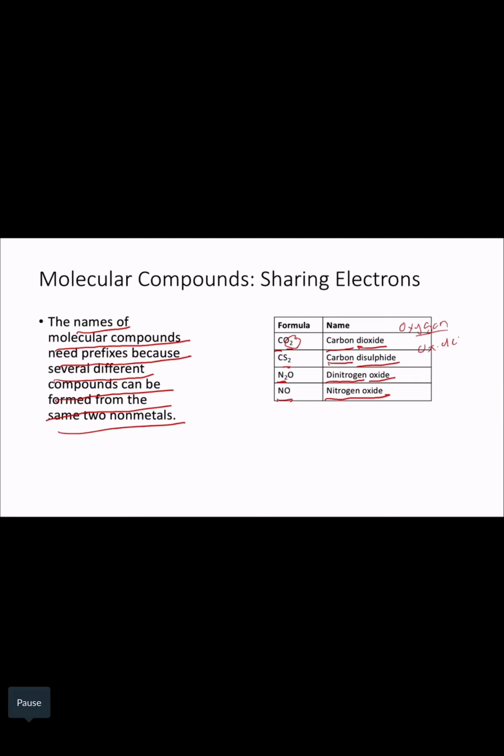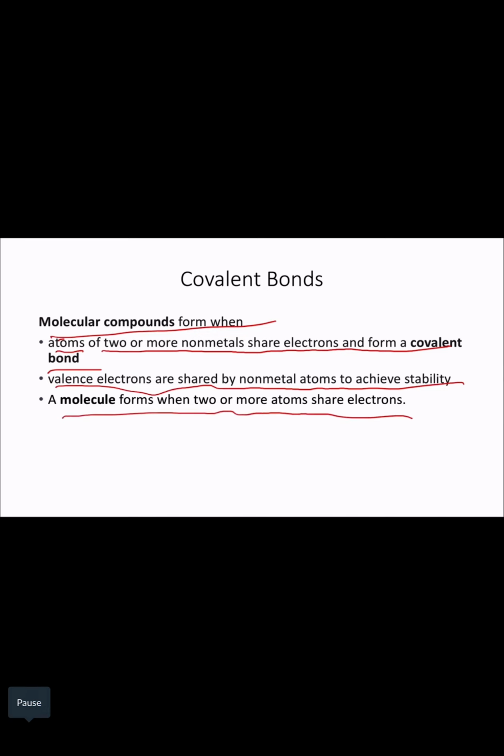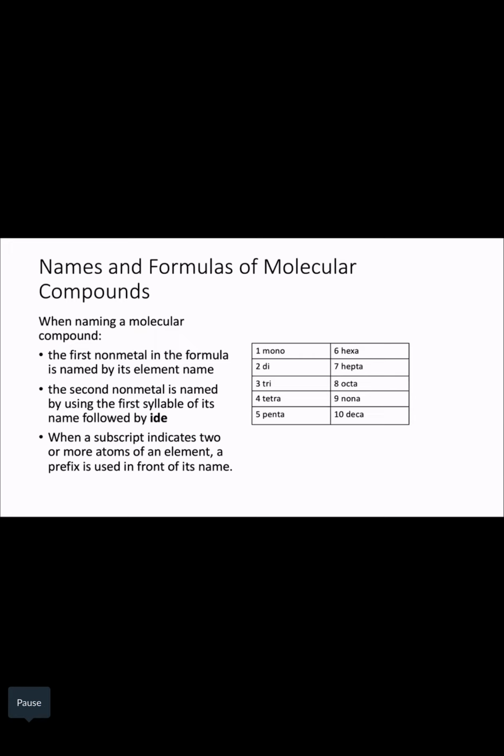Okay, so covalent bonds are what we're going to be dealing with now, when we share electrons. Molecular compounds are formed when atoms of two or more nonmetals share electrons to form a covalent bond. Valence electrons are shared by nonmetals to achieve stability. You're no longer taking, you're sharing. A molecule forms when two or more atoms share electrons. One of the things I want to go over is we have to be careful. We're going to have to go over those prefixes.